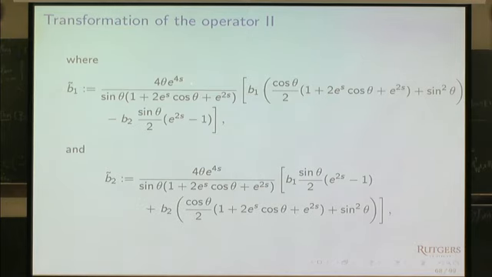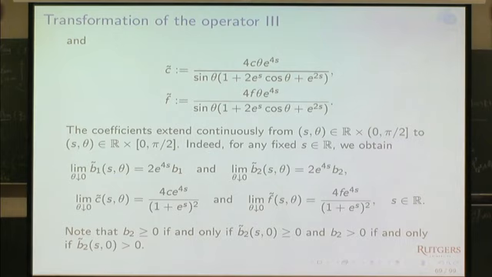The S coordinate is going from minus infinity to plus infinity, and theta from 0 to pi over 2. So they have certain growth properties in both directions, in particular the C tilde and F tilde. But as you approach the degenerate boundary, all those coefficients and functions behave nicely.